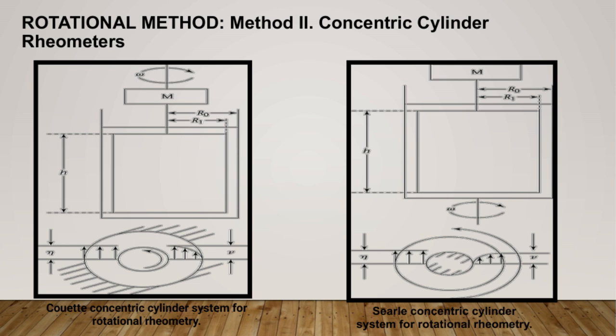Next, we have the Couette concentric cylinder system, which is quite similar but with some differences in design and application. It also involves two cylinders, with the sample placed in the gap between them. When the outer or inner cylinder rotates, we can analyze the material's flow behavior under shear. Both of these are examples of what we call the rotational method, specifically method II, which involves these concentric cylinder rheometers. This method is widely used because it provides detailed insights into the viscoelastic properties of fluids and soft solids.